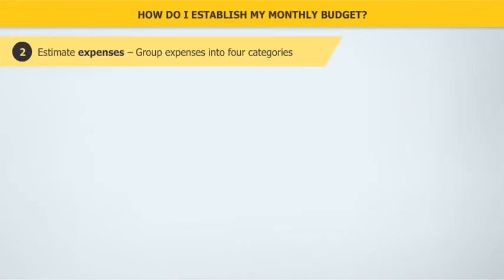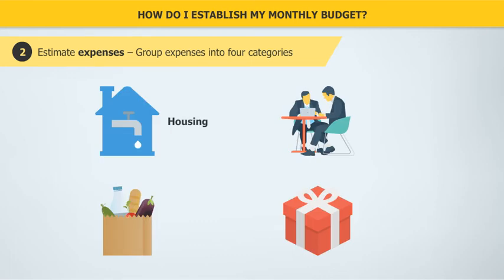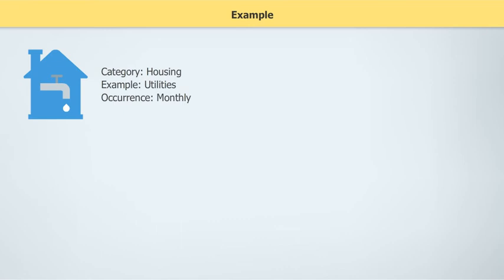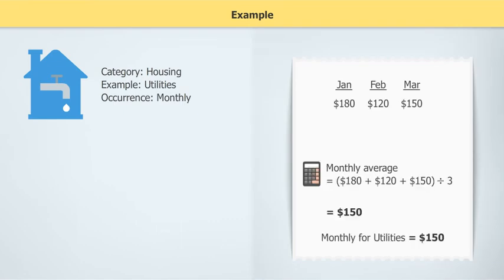Next, you need to estimate your monthly expenses. You may start by grouping your expenses into 4 categories: housing, living, work, and personal expenses. An example of housing expenses would be utilities. As this is a monthly expenditure, take the average of 3 months' bills to determine the monthly average.